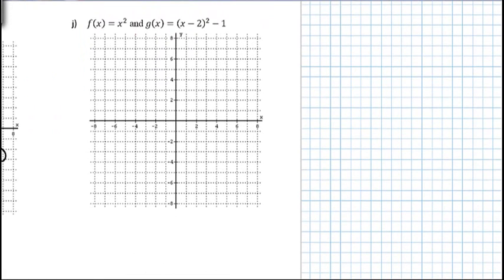And this is another one using the x squared graphs. That's the one that looks like the big capital U. We have a couple of transformations here. We have a negative 1 on the outside. That means that I'm going to go down 1. And I also have a minus 2 on the inside. That means that I'm going to go right 2. So we're going to go right 2 and down 1, so right there.